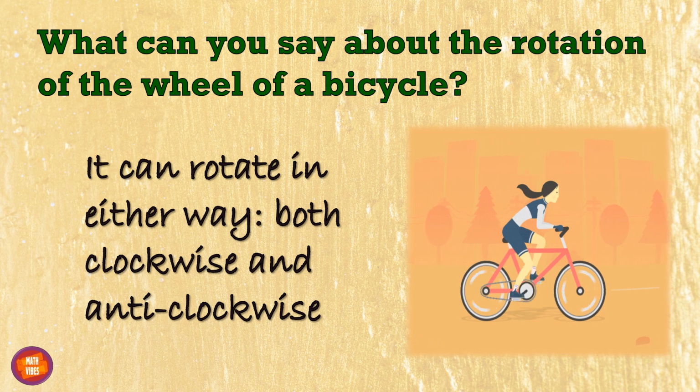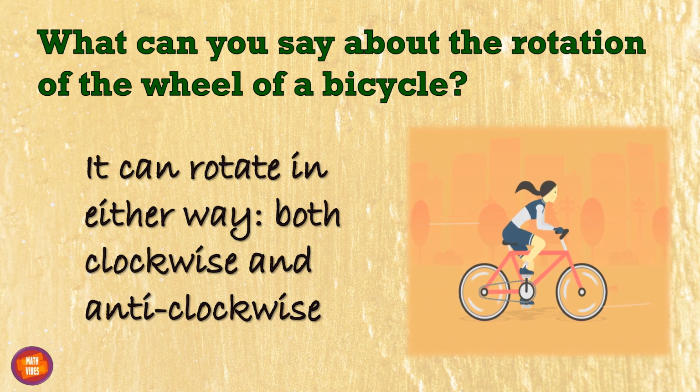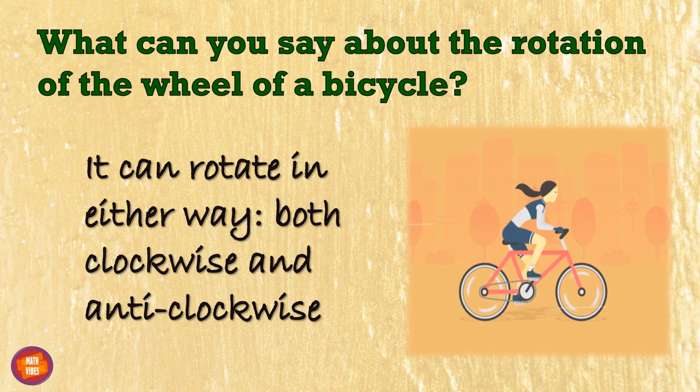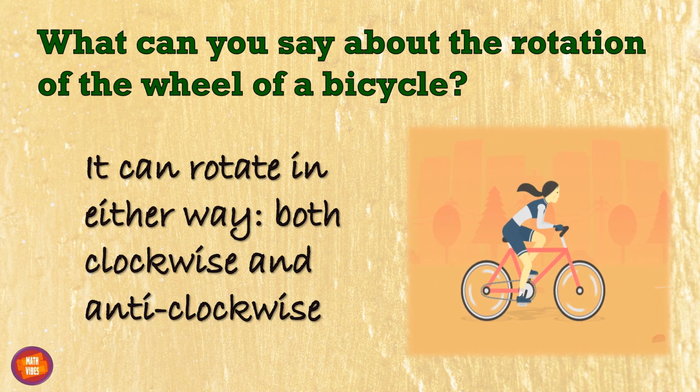See, it can rotate in either way. Yes, you can move the bicycle forward also and you can move the bicycle backward also. So it can rotate in both the ways, right? It can be moved in clockwise direction and it can be moved in anti-clockwise direction. So that means the rotation is not fixed. It is not like that it always has to be in clockwise direction or it always has to be in anti-clockwise direction. It can be in both ways too.